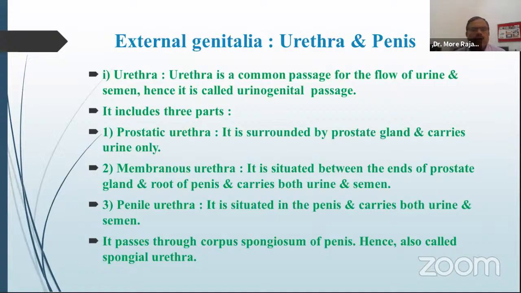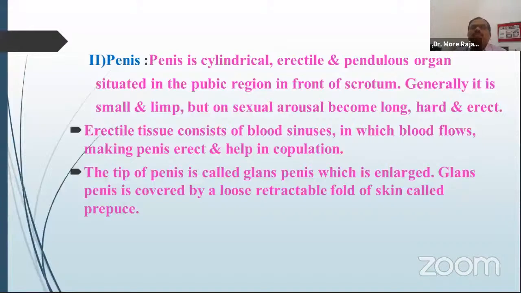While the penile urethra is situated in the penis. Again, it carries both urine and semen, like the membranous urethra. Further, it passes through the corpus spongiosum of the penis. Hence, it is also called the spongial urethra. Now, come to the information on the penis.